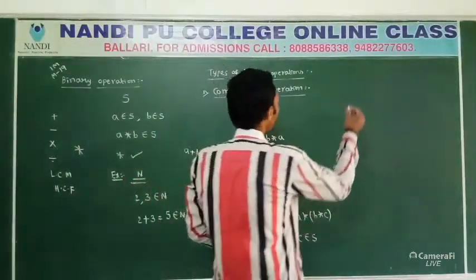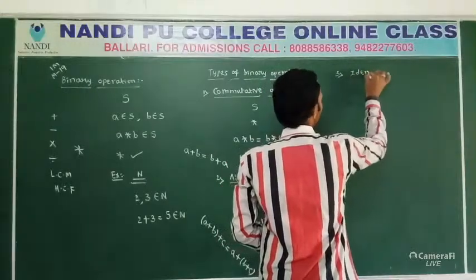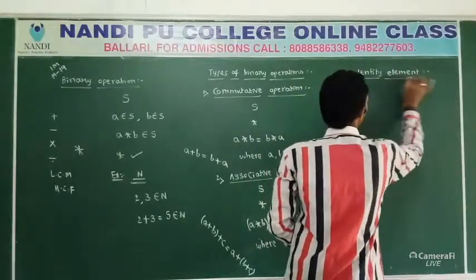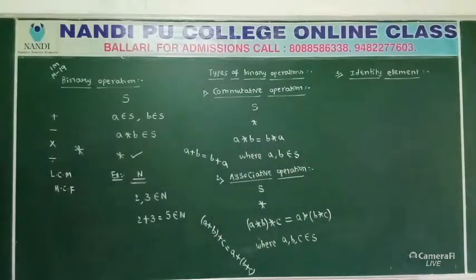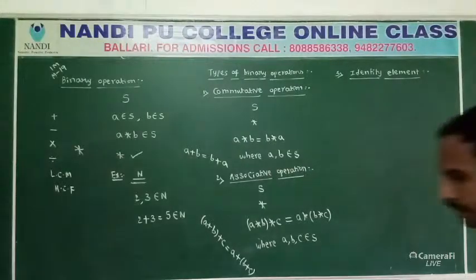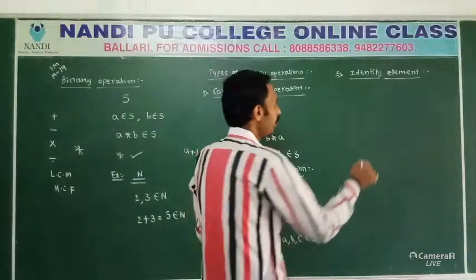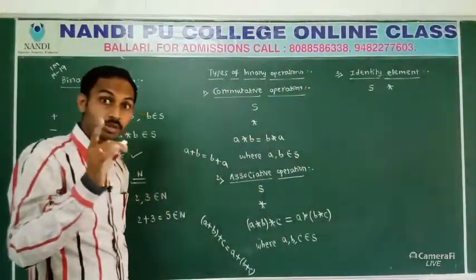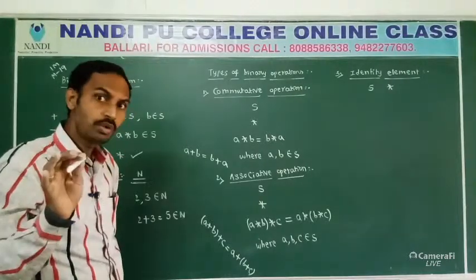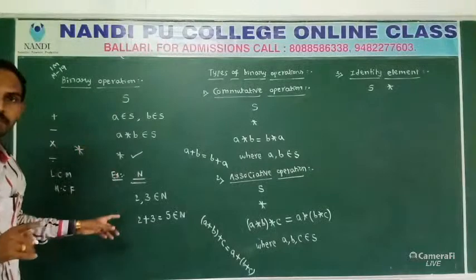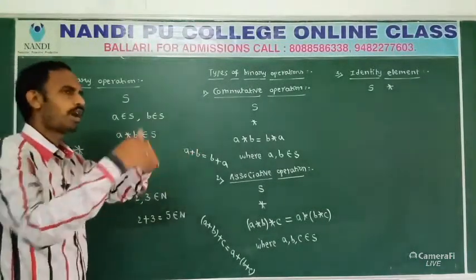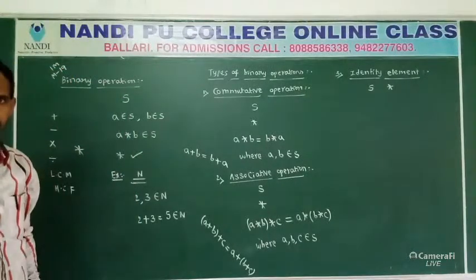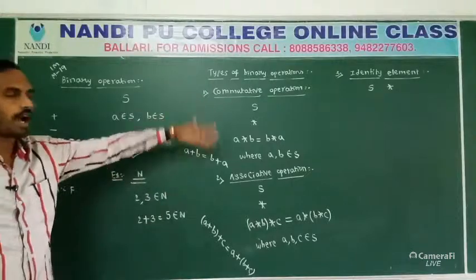Okay. 3. Identity law. Identity element. Identity element means, let S be a non-empty set. Star is a binary operation. First of all, to check commutative, associative, identity, anything, star must be binary. If the star is binary, then only you go to commutative, associative, anything. If star is not binary, even if they ask commutative, it is wrong. So first check whether star is binary or not, then only go to further operations.